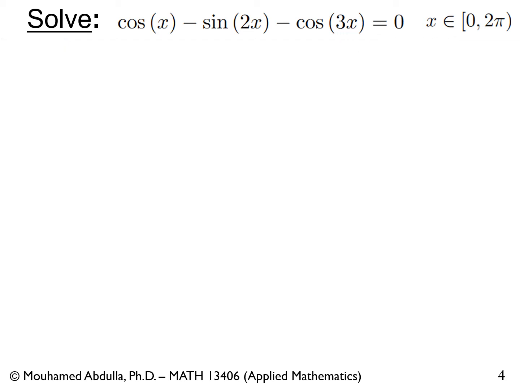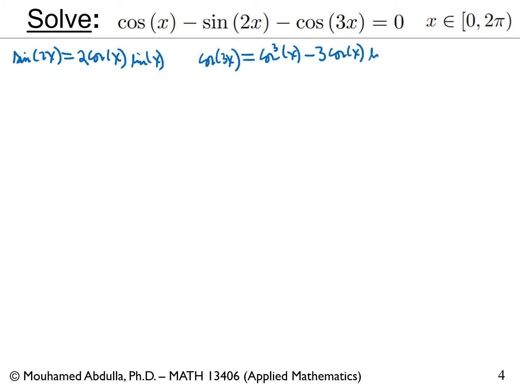Okay, so let's remind ourselves of the key results. I'm going to write it here and then we'll plug it into the expression. So we found that sine of 2x is equal to 2 cosine of x sine of x. And we also found that cosine of 3x is equal to cosine cubed of x minus 3 cosine of x sine squared of x. So let's put these two results in the original question and see how it's going to look.